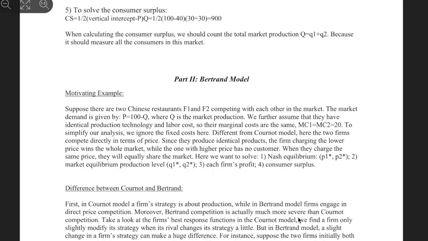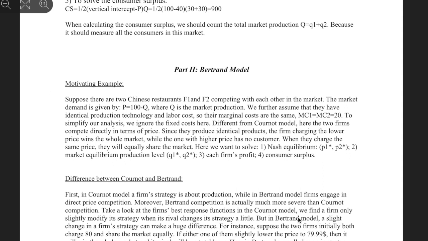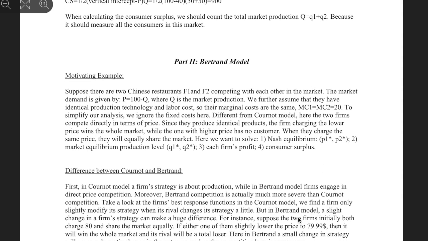All right, let's move on to part 2, the Bertrand model. So, more illustrative examples. Suppose there are two Chinese restaurants, F1 and F2, competing with each other in the market. The market demand is given by P equals 100 minus Q, where Q is the market production. We further assume that they have identical production technology and labor costs, so their marginal costs are the same. MC1 equals MC2 equals 20. To simplify our analysis, we ignore the fixed costs here.